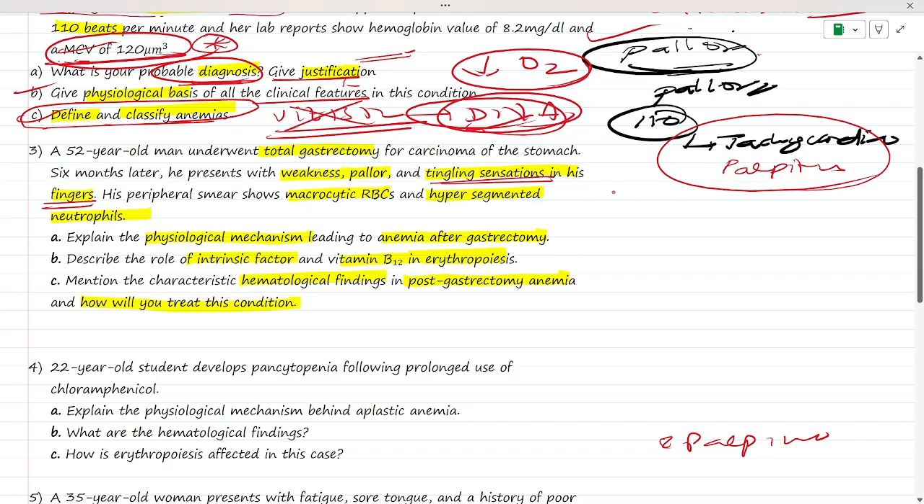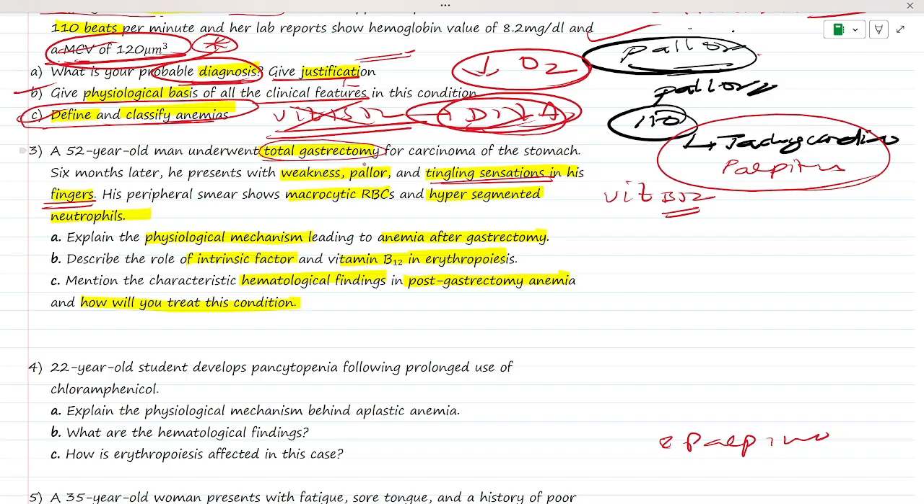It is megaloblastic anemia. We all know that it is a characteristic feature of megaloblastic anemia due to deficiency of vitamin B12. But the most important thing here is why anemia occurred. Why anemia occurred after gastrectomy in this particular patient.